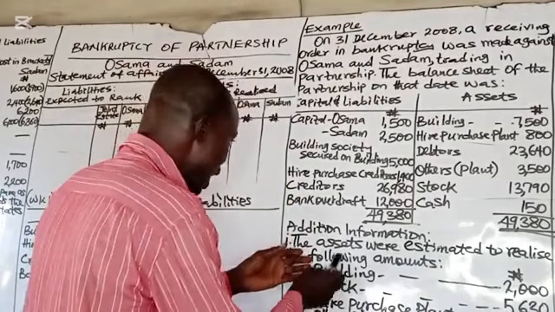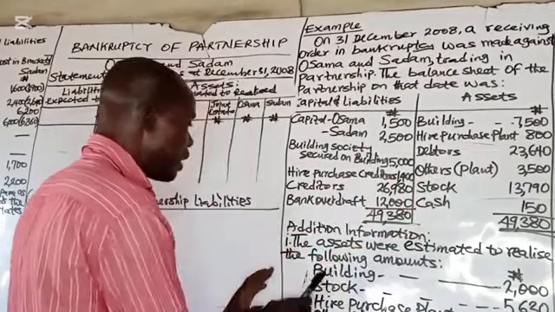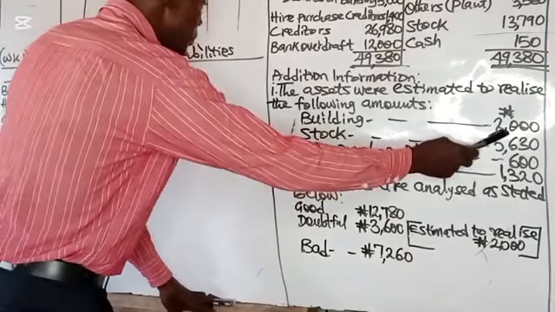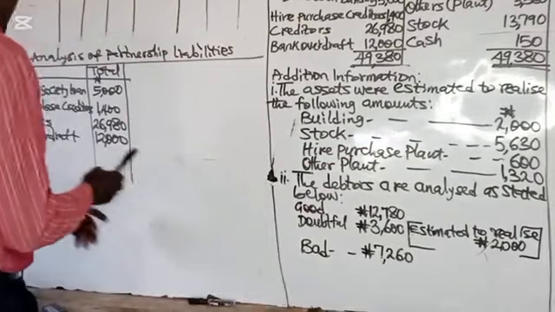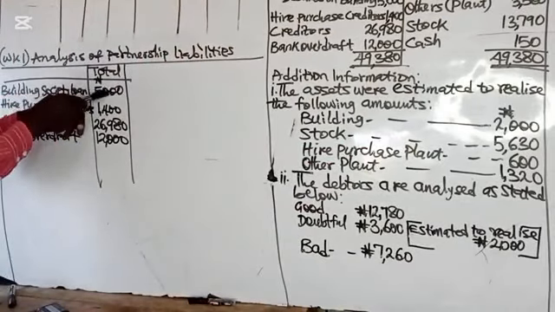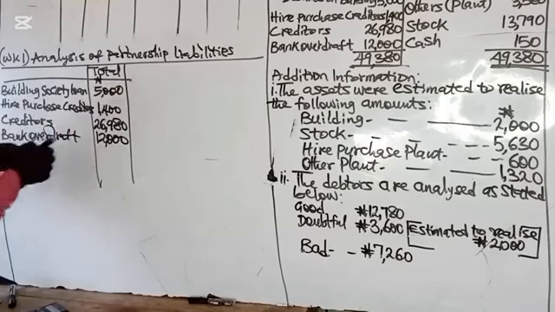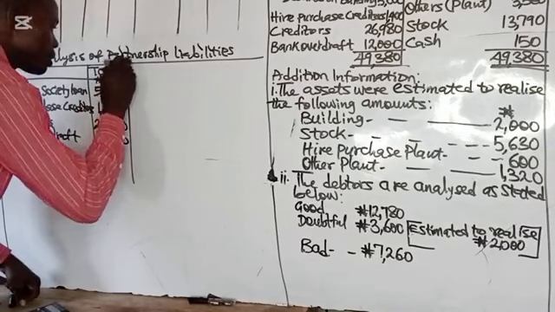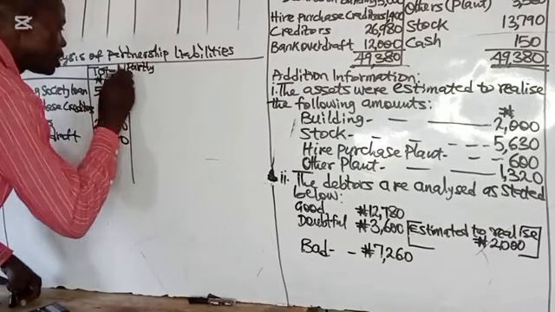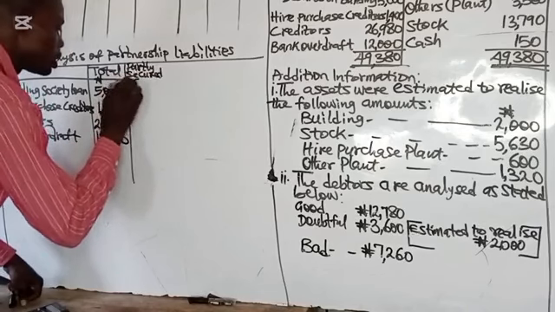Now, how much is the realizable value of the building? No, this is the book value. We need the realizable value of the building. The realizable value of the building is 2,000, and it was secured on a building society loan of 5,000. The value of the liability is greater than the value of the collateral. Therefore, it is partly secured. It's not fully secured. It is partly secured creditors.